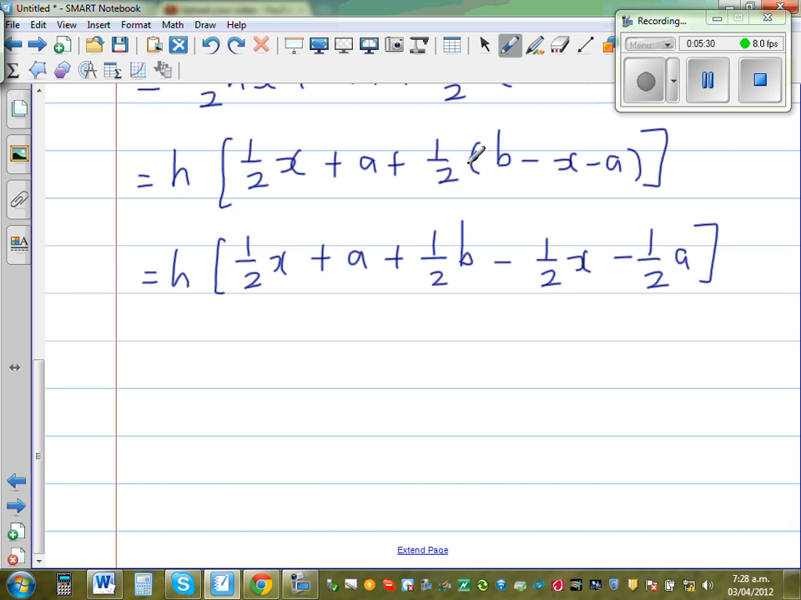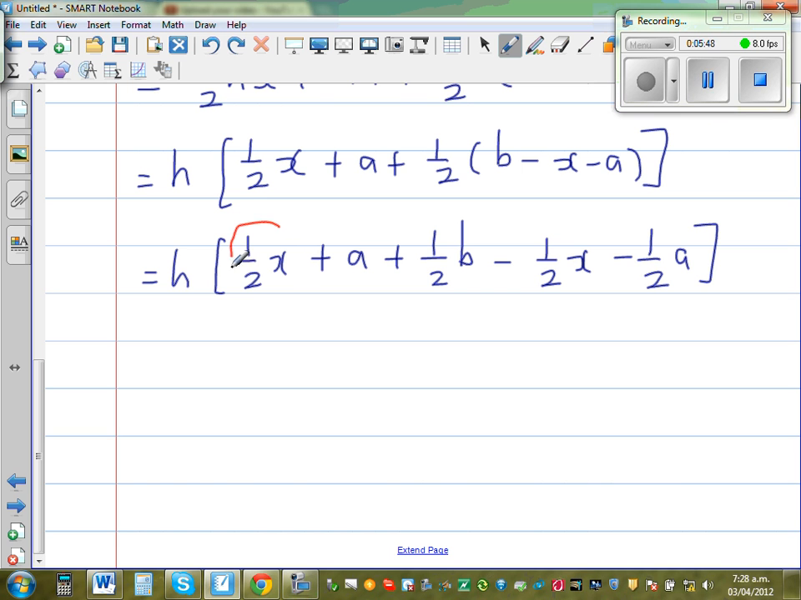You have to multiply this with this, this, and this. So half times b is half b, half times x, you go to minus there, so half times x is minus half x, and you go to minus here, so I have to put a minus, and half times a is... Okay, so now what's an interesting thing?